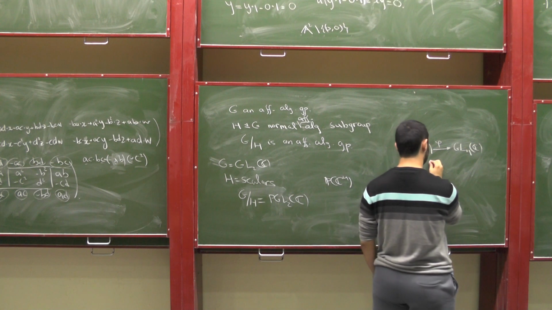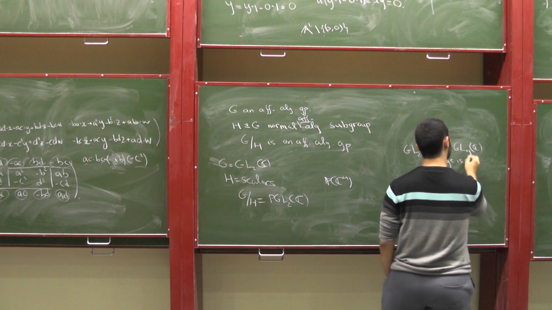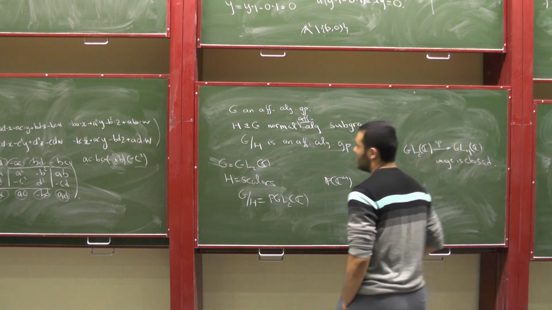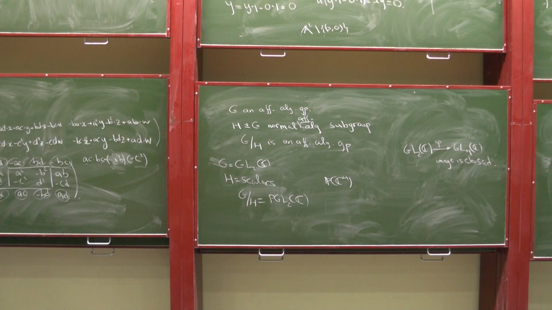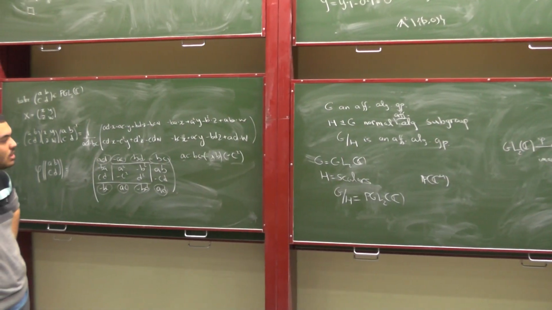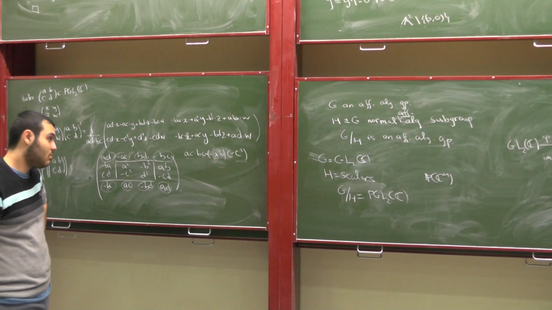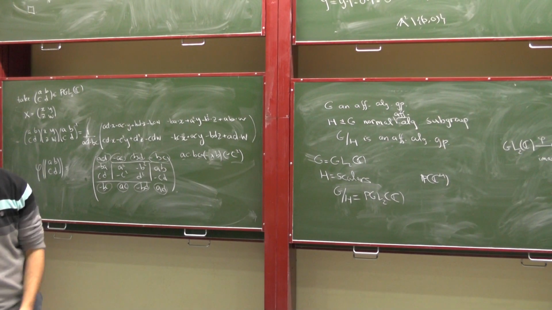So maybe I should say something. I did want to give a more elementary proof without using this, but this is much simpler, so I will drop this out. But now you can see that the image is closed, which is enough.